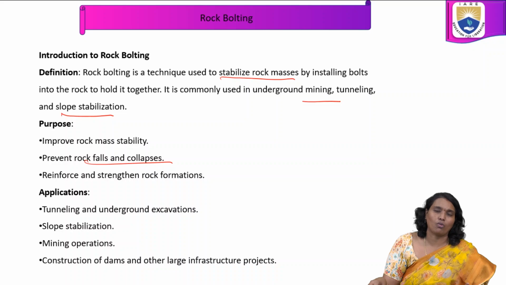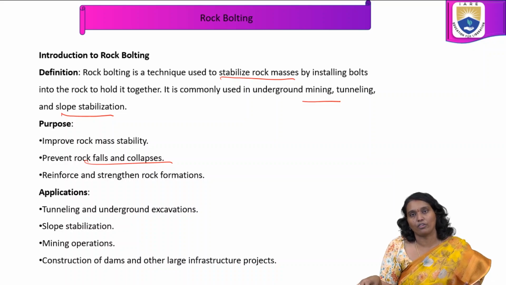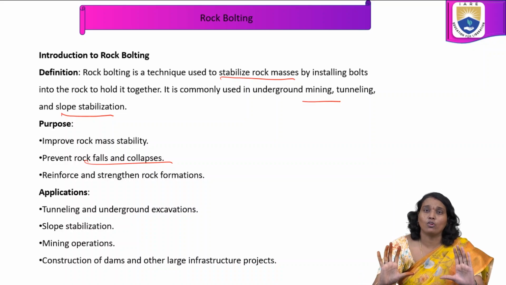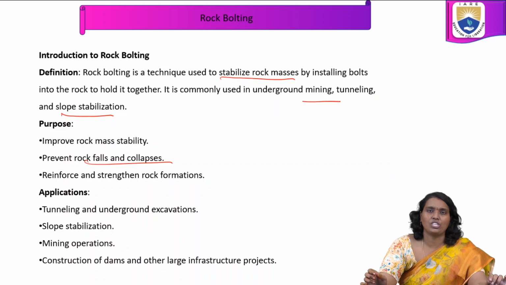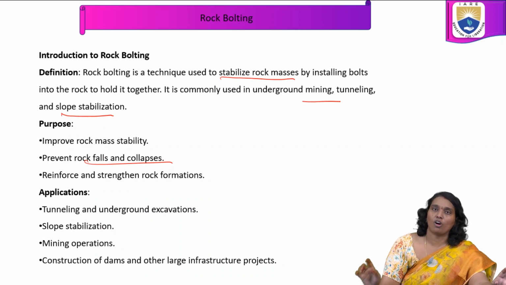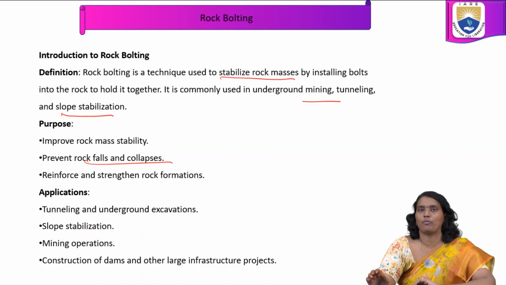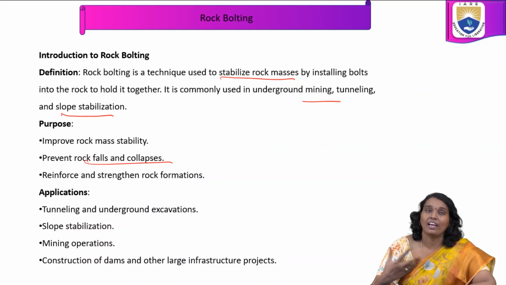For understanding ground improvement techniques from a civil engineering point of view, that's why we are considering it this way. Whenever rock falls are there and going to collapse, in that particular situation, to prevent such situations, we choose rock bolting, to reinforce and strengthen the rock formation, which is required for any kind of construction work and heavy structures.